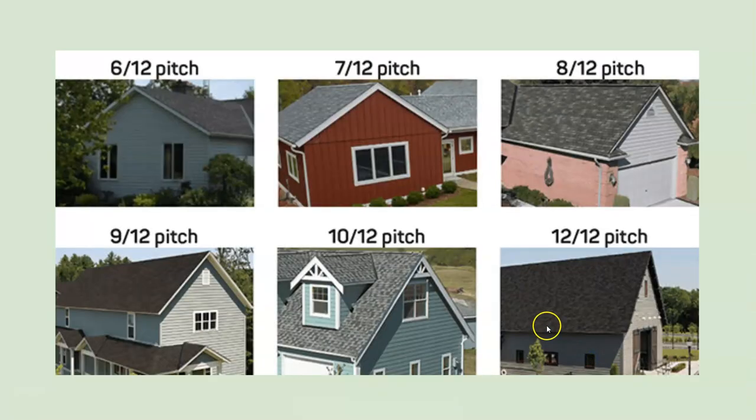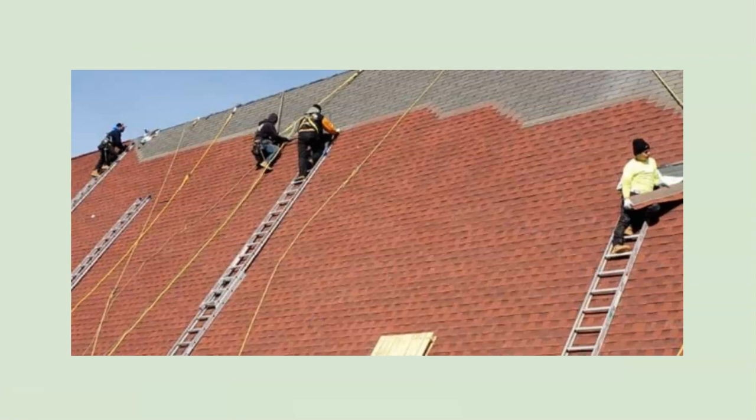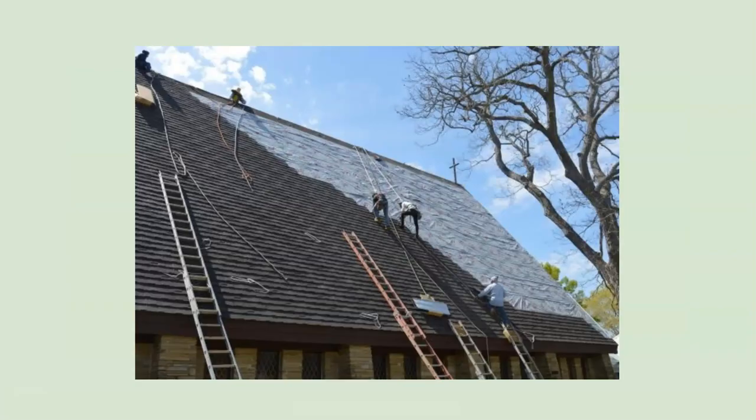Here's an example in real time. I would say most houses are around a 7 or 8 pitch. A 12 pitch is definitely getting a little steep, and then it gets real steep. These are probably over 12 pitch roofs. You see how steep it is to work on.